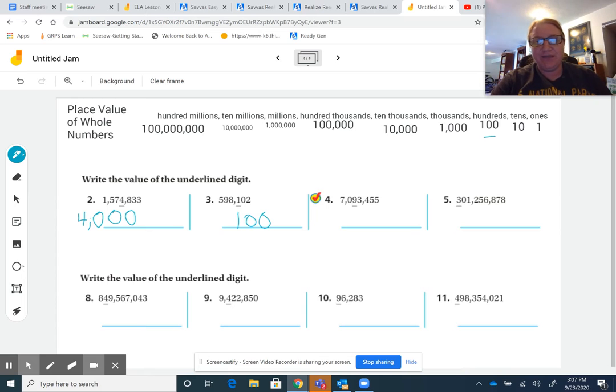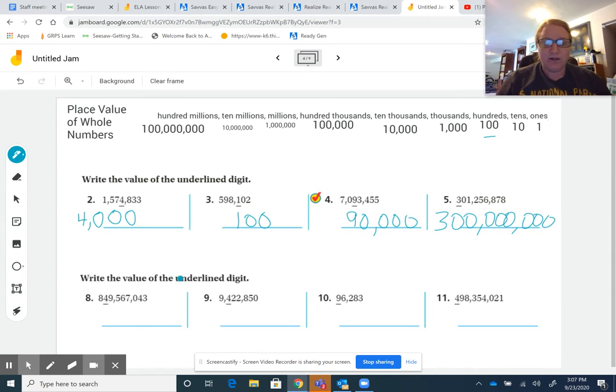The next one, 1, 2, 3, 4, 5, is in the 10,000s place, and so it's got a 9 there, so it's going to be 90,000. The 3 is in the 100 millions place, so it's going to be 300 million. Oh, I almost don't have room for all my zeros. Start it over a little bit further. 300 million.